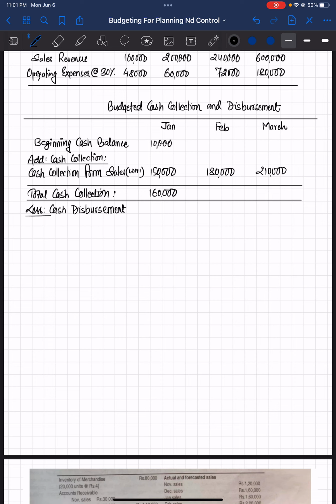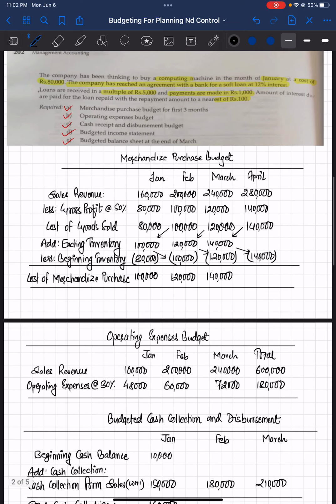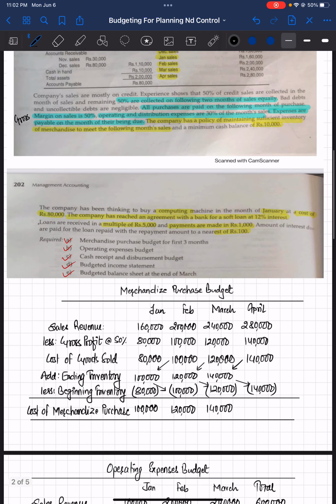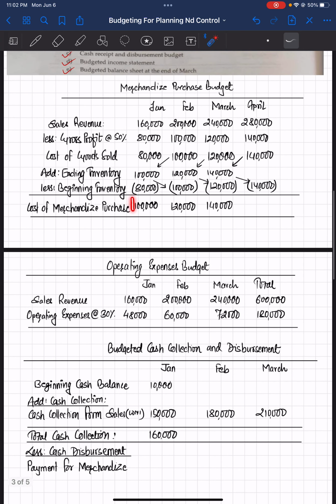All right. So what we do is we deduct the cash disbursement. The cash disbursement means to say that whatever cash that you're going to pay is going to be over here. In this case, since this is a trading company, we first of all pay for payment for merchandise. Okay, let's read out how the payment of the merchandise is going to be done. So as you can see in this part, all the purchases are paid on the following month of the purchase.